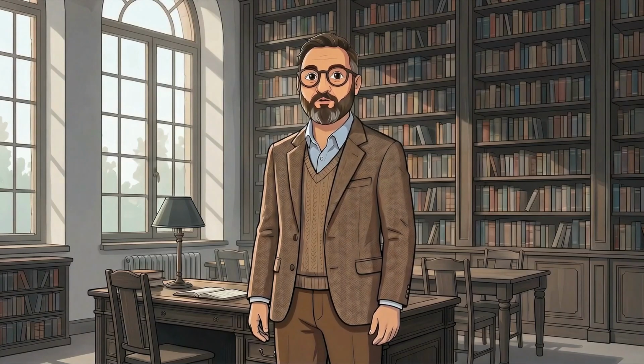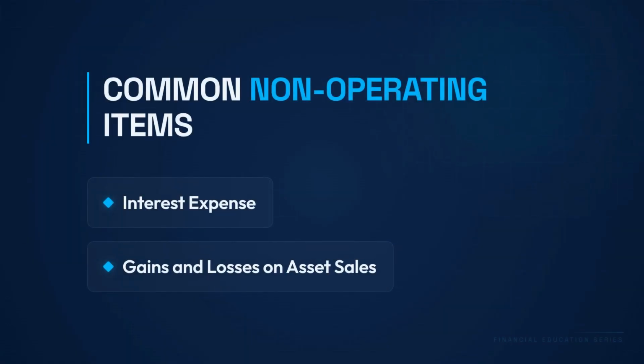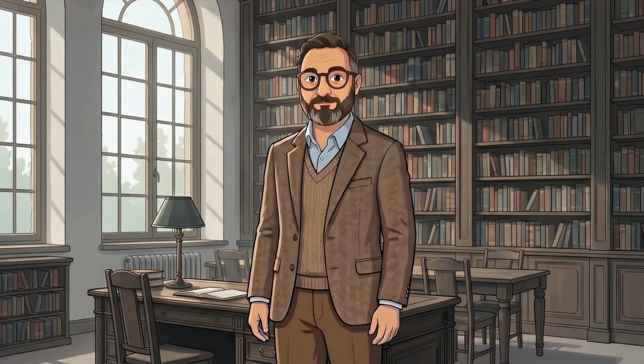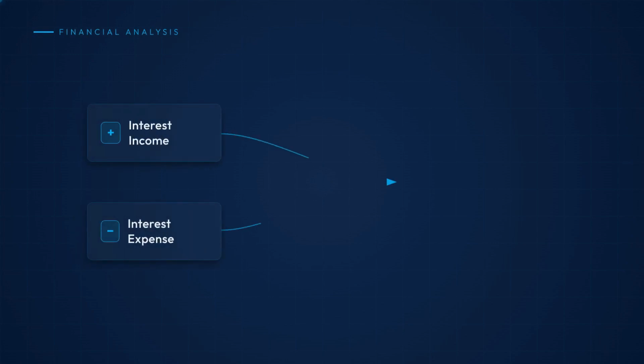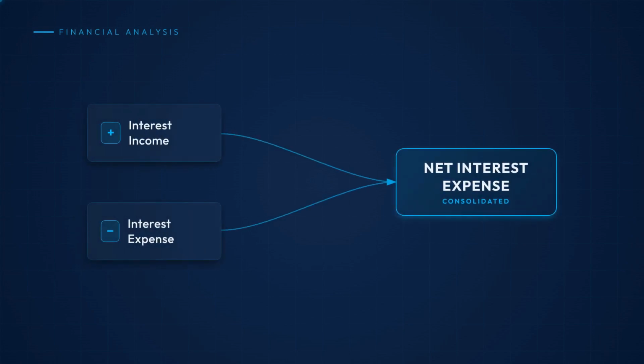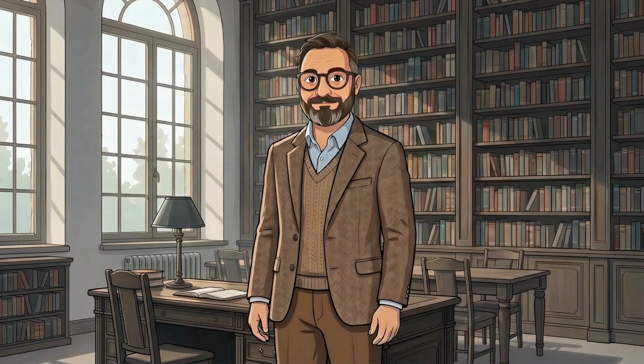Non-operating items are shown below a company's operating profit on the income statement. The most common examples are interest expense and gains or losses from selling assets. Interest expense is the cost of borrowed money. Conversely, a company can also earn interest income on its investments. In practice, most companies report their interest expense net of any interest income they've earned.